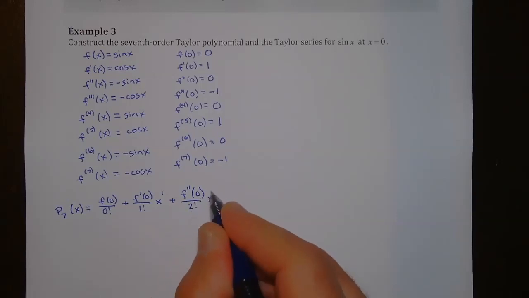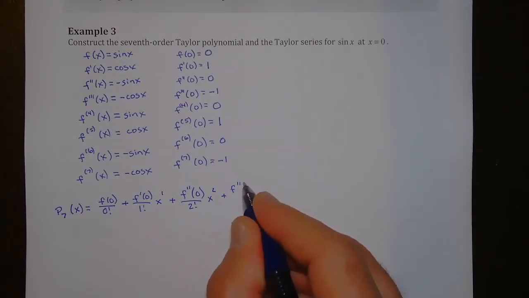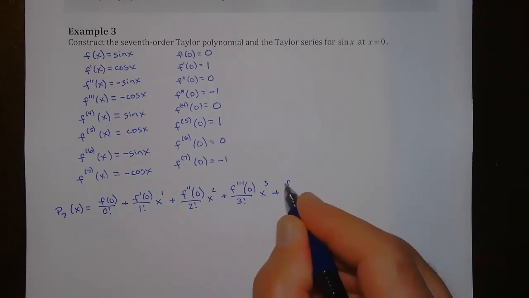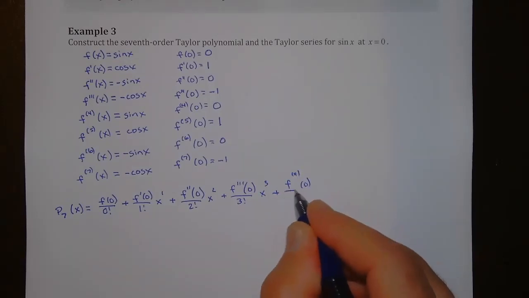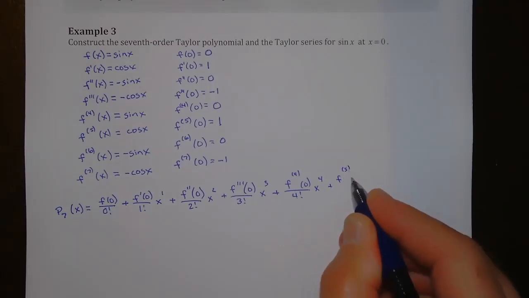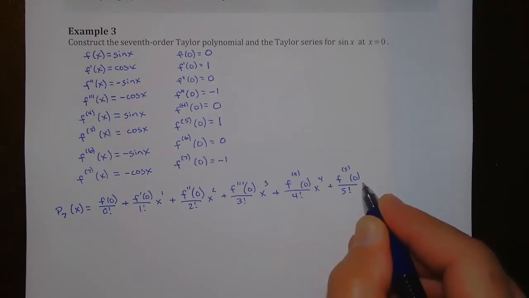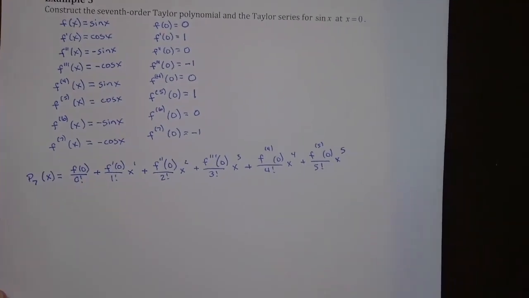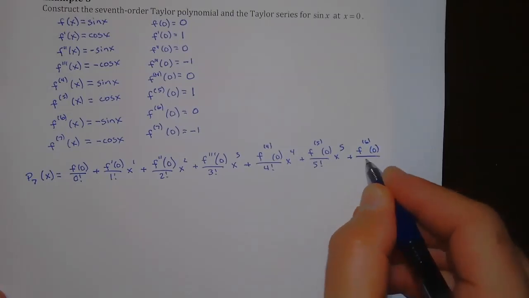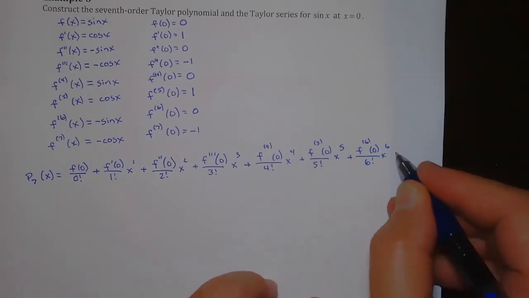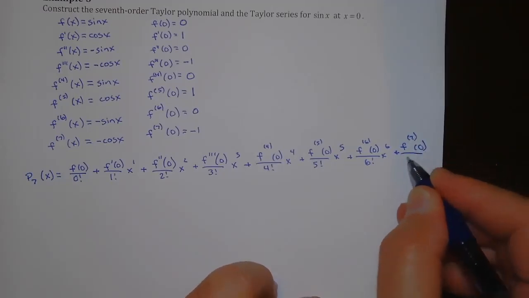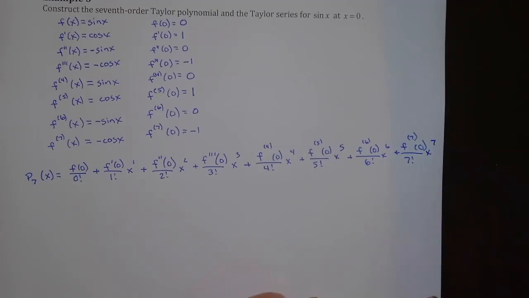over 2 factorial x squared plus f triple prime at 0 over 3 factorial x cubed plus the fourth derivative at 0 over 4 factorial x to the fourth plus the fifth derivative at 0 over 5 factorial x to the fifth power plus the sixth derivative at 0 over 6 factorial x to the sixth, and then finally plus the seventh derivative at 0 over 7 factorial x to the seventh power, right?